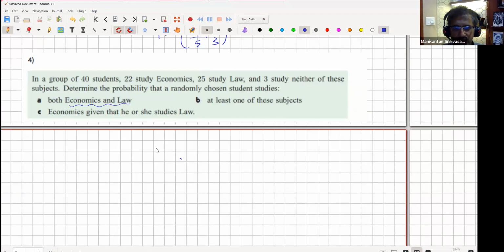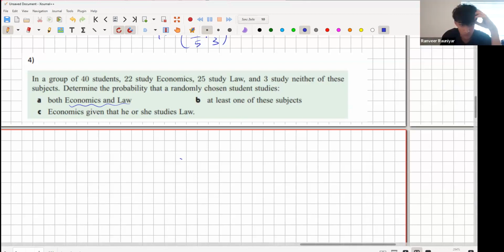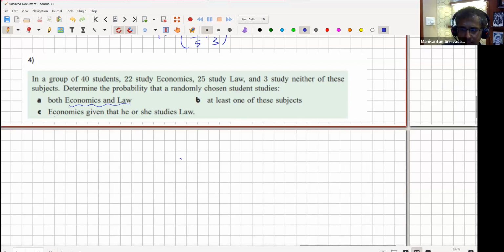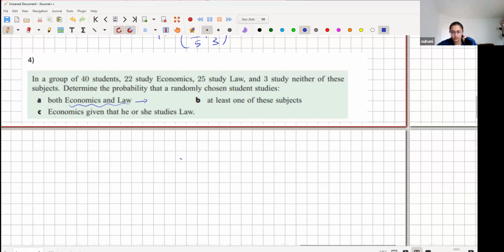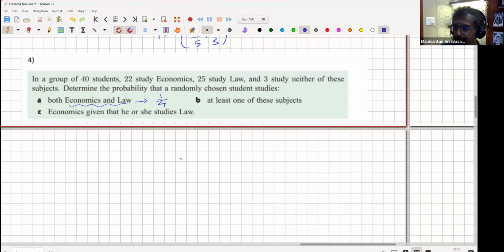Question 4. Group of 40 students, 22 study economics, 25 study law, and 3 study neither. Determine the probability that a randomly chosen student studies both economics and law. Ranveer, what did you get on this one? I did the third question, but I didn't get this one. Okay. What about Suhani? What did you get on 4A? I got 1 out of 4. Matches with any other answer? Anyone else? RF, same 1/4.